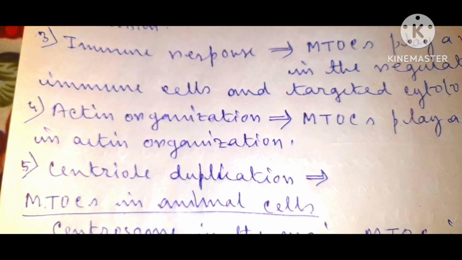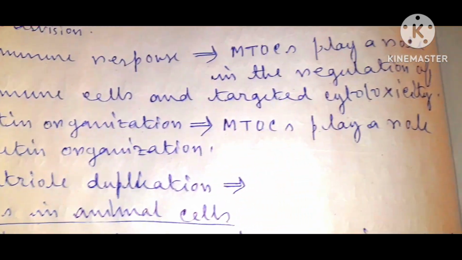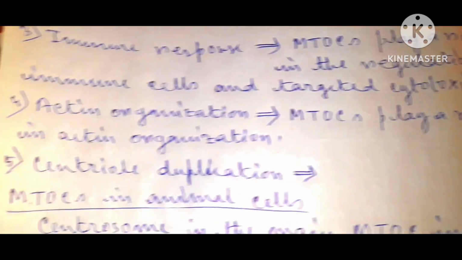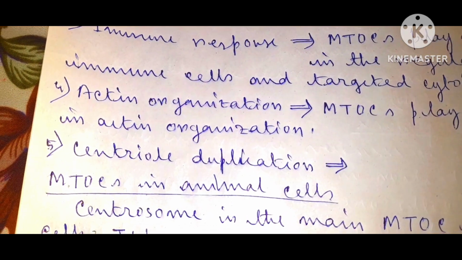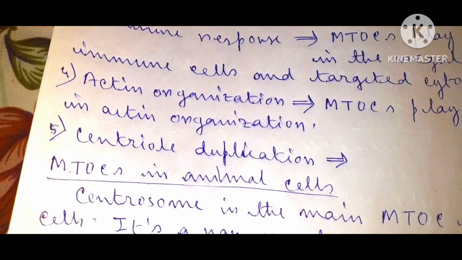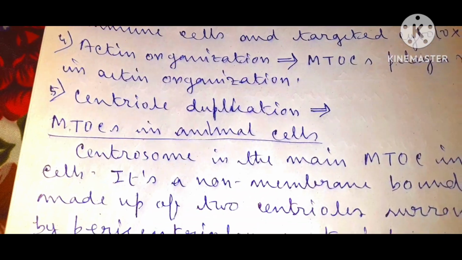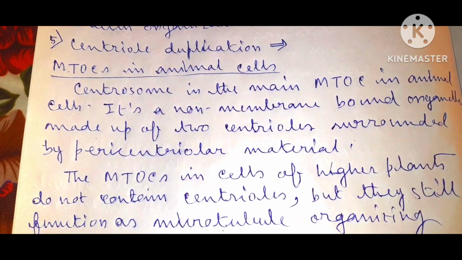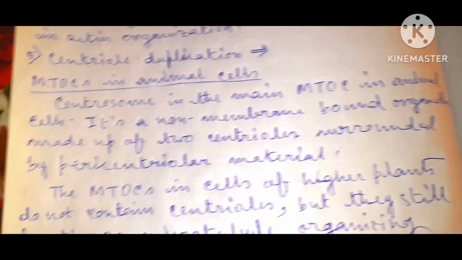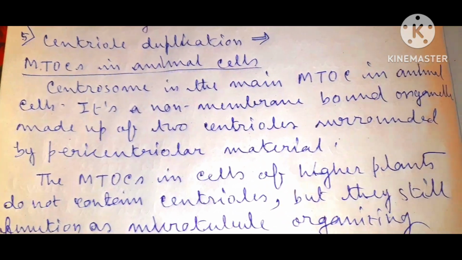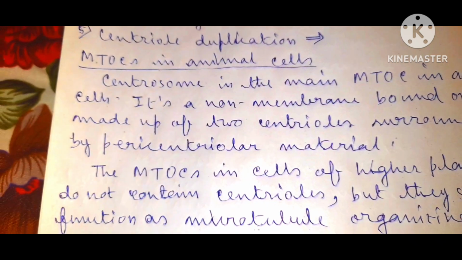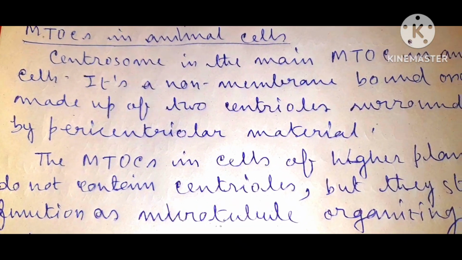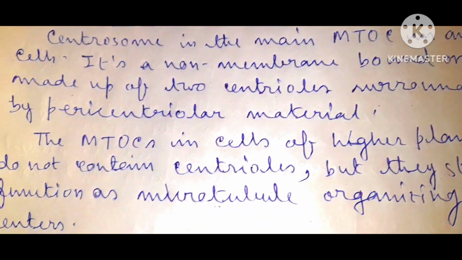Next function, actin organization. MTOCs play a role in actin organization, and the fifth function is centriole duplication. MTOCs in animal cells: centrosome is the main MTOC in animal cells. It's a non-membrane bound organelle made up of two centrioles surrounded by pericentriolar material.